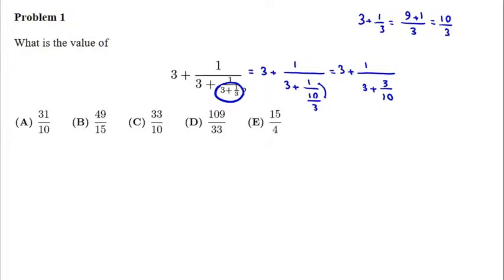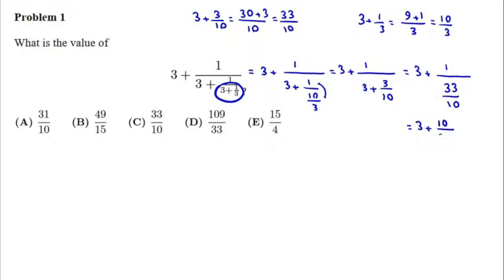Now, in the next step, I should calculate this part, 3 plus 3 over 10. If we use common denominator 10, it will be 30 plus 3, which is 33 over 10. Now, if I write it, it will be 3 plus 1 over 33 over 10. We consider the reciprocal of that. It will be 3 plus 10 over 33. And if we use common denominator 33, 3 times 33, 99, plus 10, which will be 109 over 33. So it is our answer, and the answer will be D.